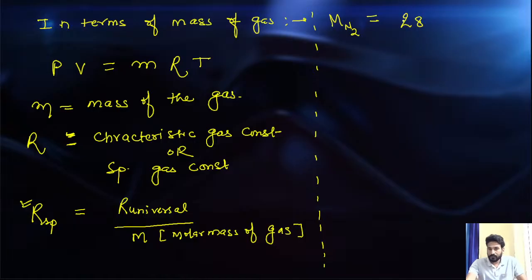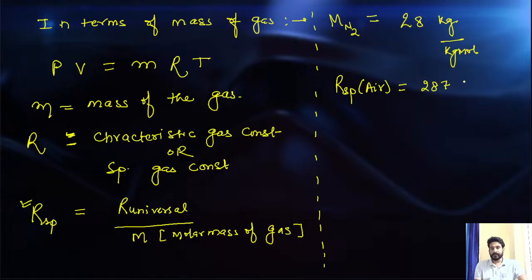Gram per mole. So actually 28 is kilogram per kilogram mole. This is my molecular mass of the nitrogen, right? So for example, if I calculate the R specific for the air, guys, if you want, you can remember this value. It is 287 joule per kg per Kelvin. This is the R specific for the air, right?